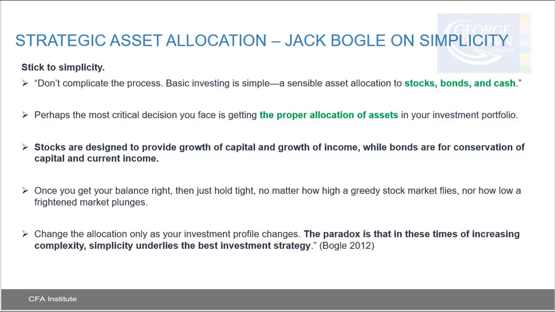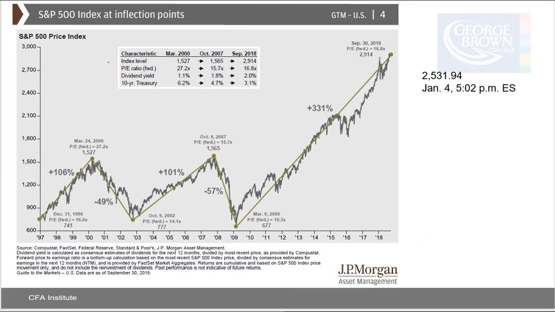So the key decision is getting your proper allocation of assets, your strategic asset allocation. And change the allocation only as your investment profile changes. And so back in 2012, he said the paradox is that in these times of increasing complexity, simplicity underlies the best investment strategy. So on this graph, I'm just looking at the S&P 500 price index.